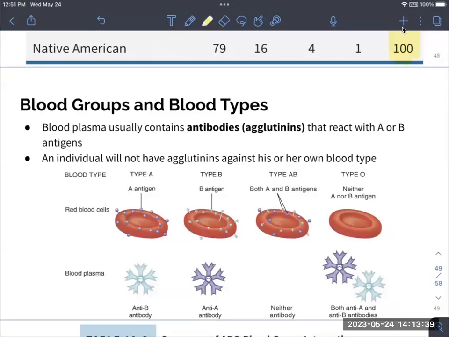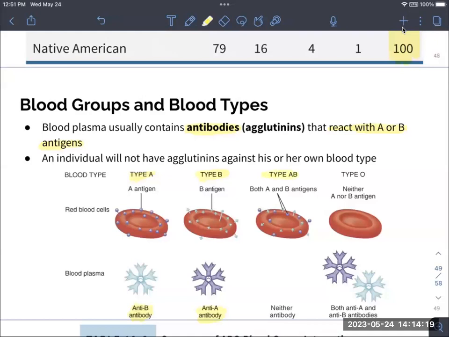So all of our blood has some sort of antibodies, as I mentioned. These antibodies are going to react with that A or B antigen. So if you have type A blood, you have anti-B antibodies in your blood that will kill off any blood that may have that B antigen on it. Type B blood has anti-A antibodies. So if they were to get A blood in their system, these antibodies would attack and kill it off.